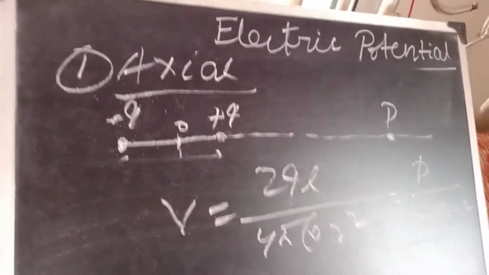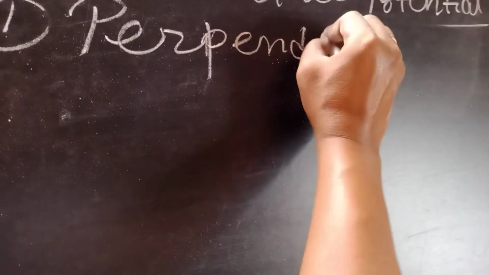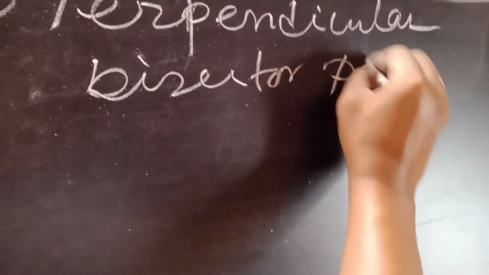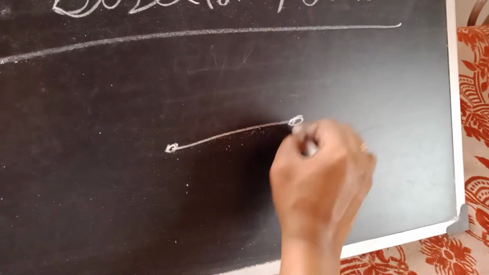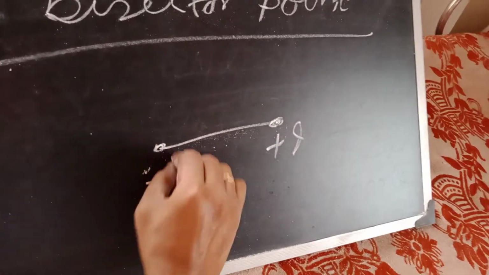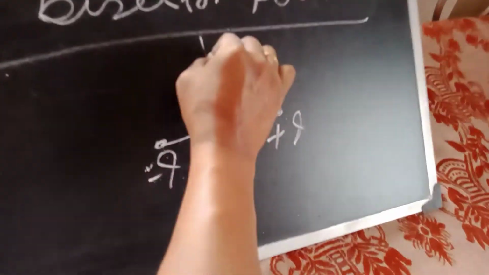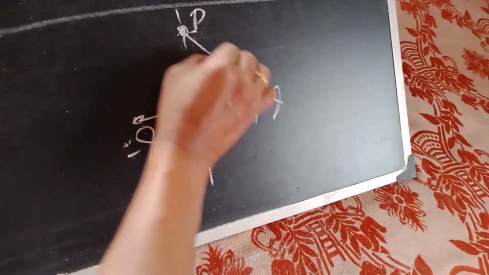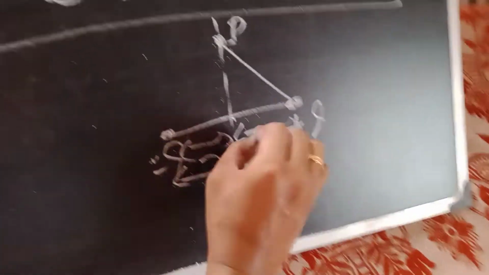Now we want to calculate for the bisector point, the perpendicular bisector point. You already know that the perpendicular bisector point means what? That is plus q, that is minus q. If we take a perpendicular at the middle point, that is the perpendicular bisector. Now take a point P. We want to calculate the potential at that point P due to this dipole. So see, that distance is 2l. This is l. This is also l.